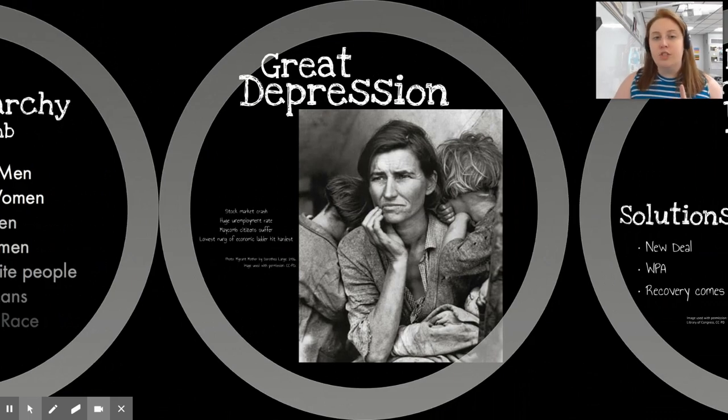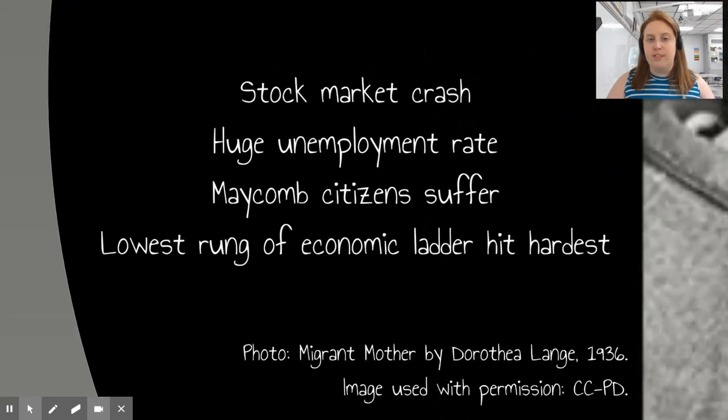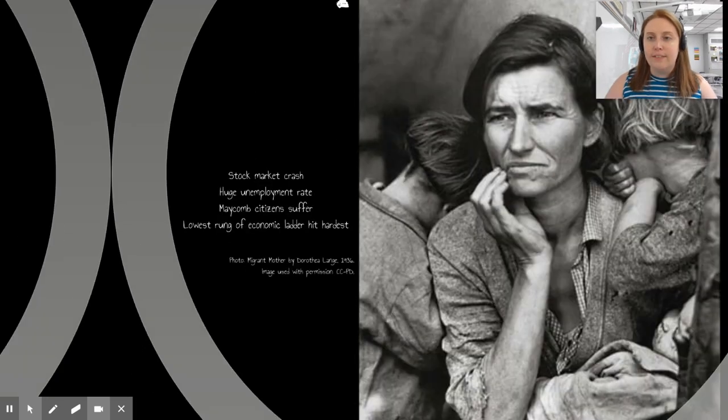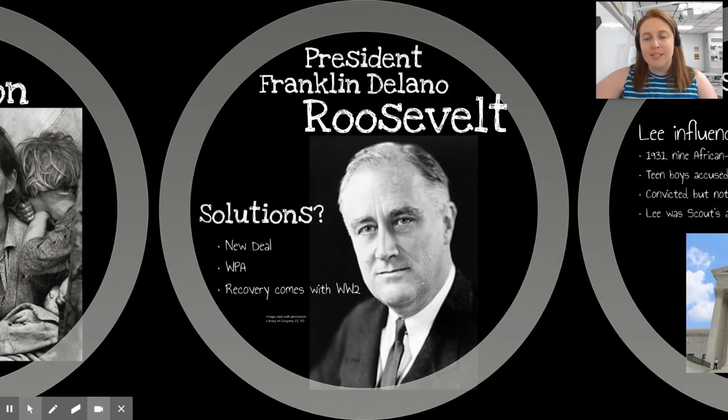All right, we're not going to go into too much detail because you have already looked at the Great Depression, but what happened in the Great Depression? This was basically when you had the big stock market crash, and huge unemployment rates. Maycomb citizens suffered, just like every other citizen, and it was the longest and lowest economic hit that America had ever faced. It was very, very hard. Everyone lost their jobs, and everyone was really struggling just to make ends meet and put food on the table.